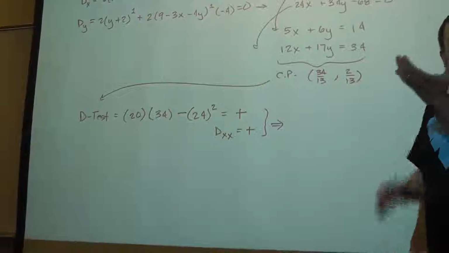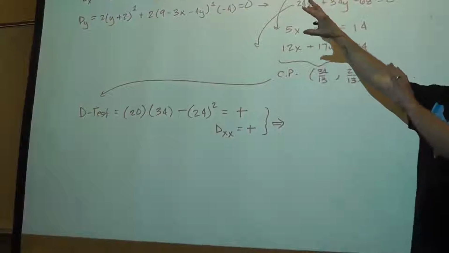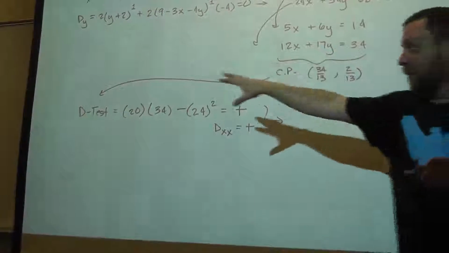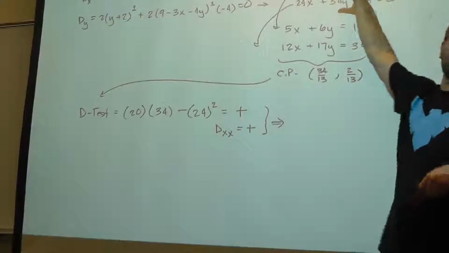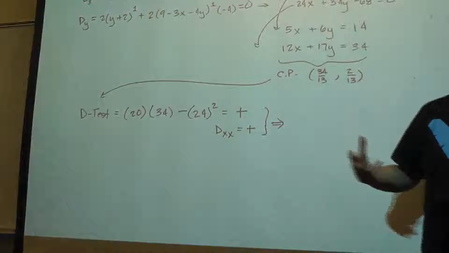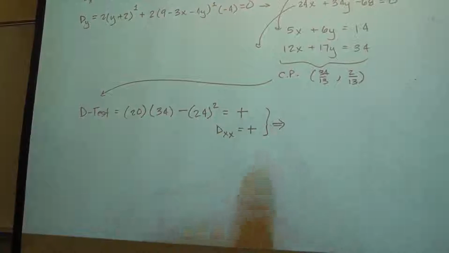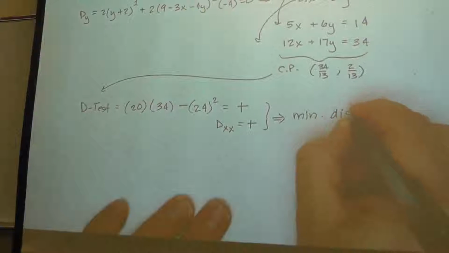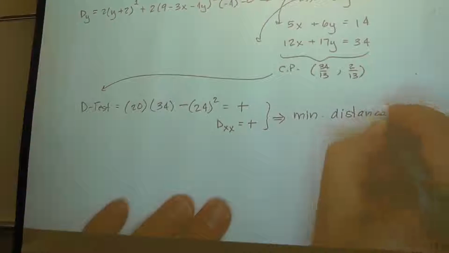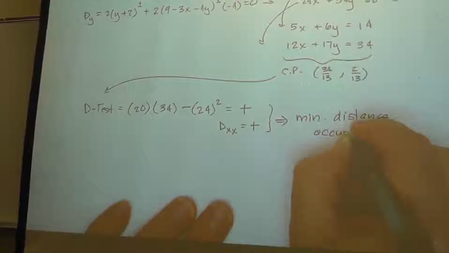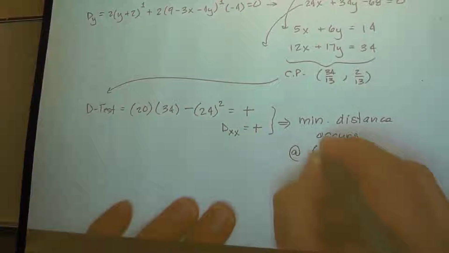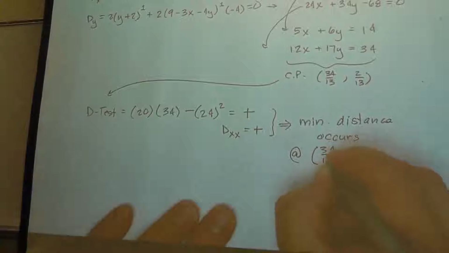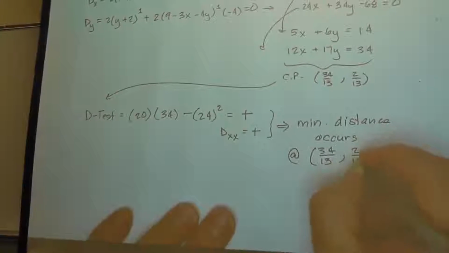Minimum. You're at the bottom of concave up on whatever this distance graph function looks like. Keep in mind, we're not talking about the graph of the plane, we're talking about the function that we're analyzing, the square distance function. So those both being partial means min distance occurs at that critical point, that xy coordinate value: 34/13 for x, comma, 2/13 for y.